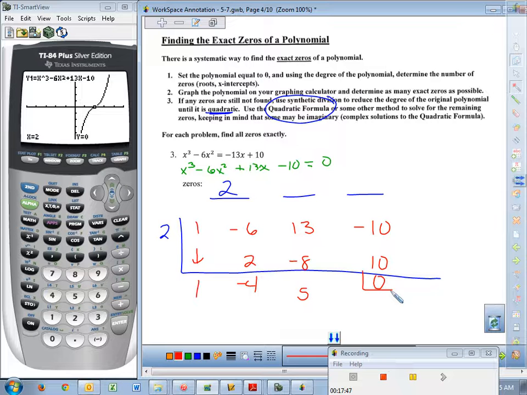Yes, no, maybe on synthetic division. What do we use this for? Here's our quadratic that we now have. We've got x squared minus 4x plus 5. That's what that really means.